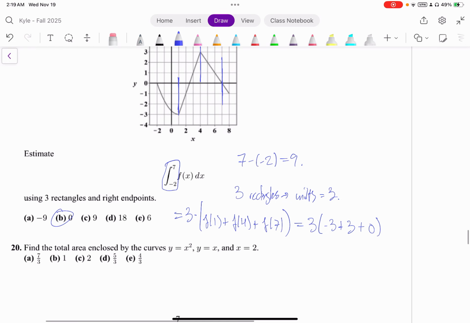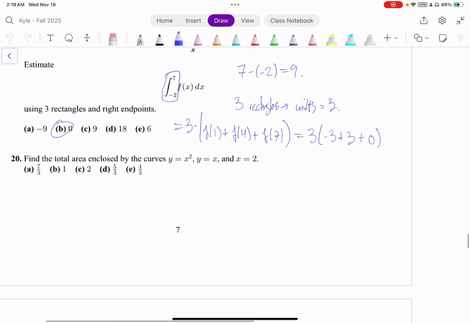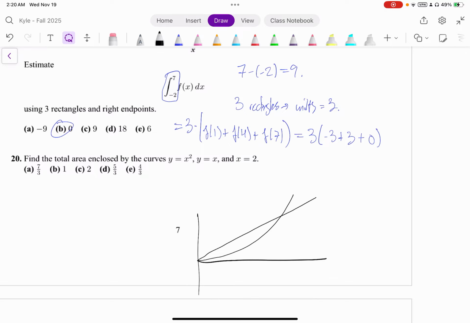B. Find the total area enclosed by the curves y is equal to x squared, y is equal to x, and x is equal to 2. So the first thing that we're going to want to do is plot out these curves. X squared is going to look like this. X is going to look like this. They intersect here at 1, but they're going to keep going onwards.